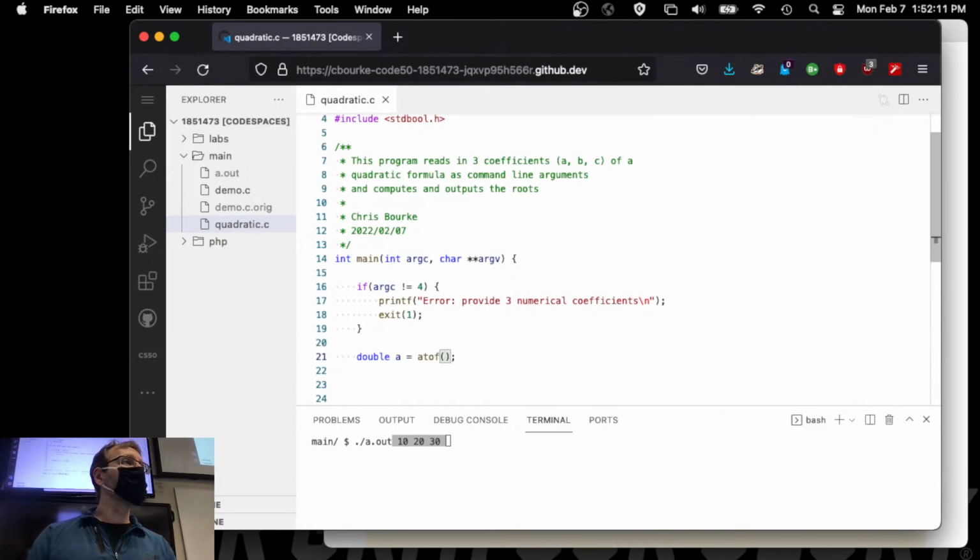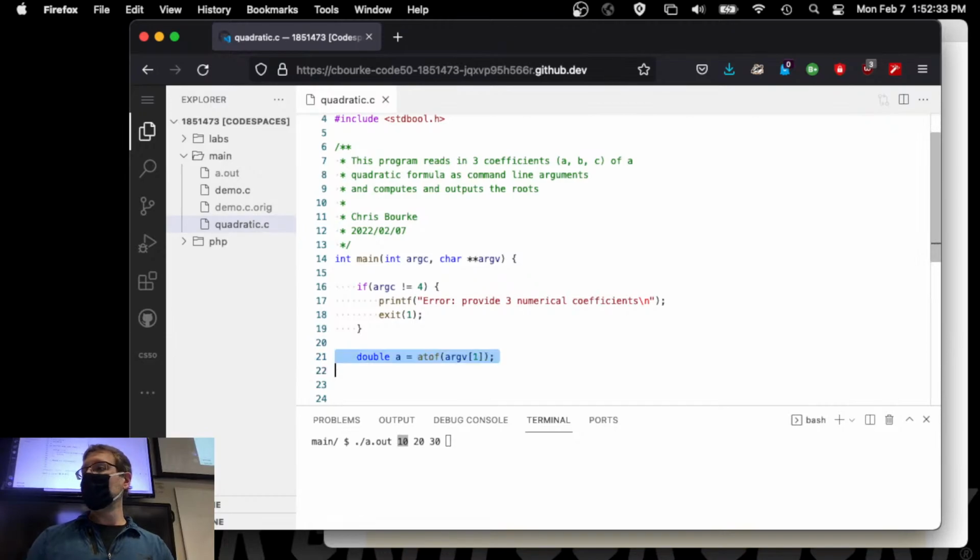Now, where is that first argument? It's an argument vector. And then you provide square brackets to indicate which one. Now, the first one is at 0. That's going to be our executable file name, a.out here. So that's not what we want. We want the second one, which is actually at index 1.